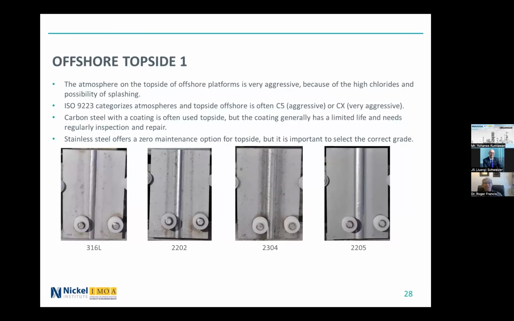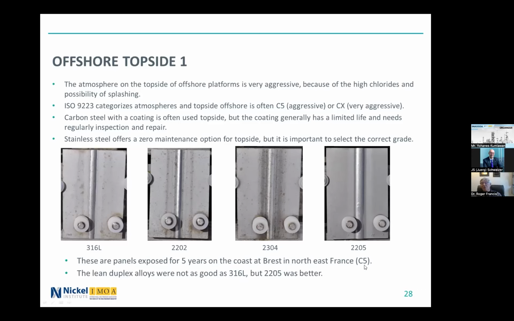Now, these slides show some panels which were exposed for 5 years on the coast at Brest in northeastern France. So the atmosphere here is categorized as C5. And here we've got 316L, which has shown some staining, but nothing too severe. These are two lean duplex alloys, and these show more staining and some pitting. And then there is no corrosion whatsoever on the 2205 duplex.